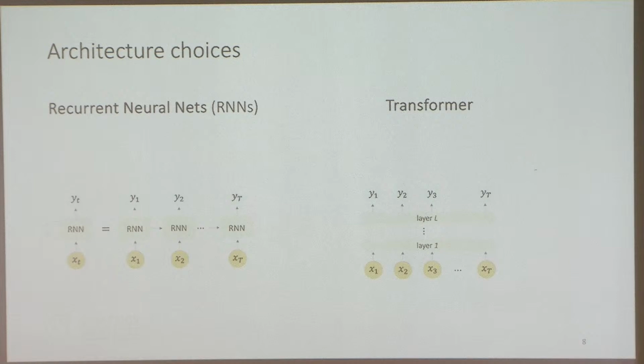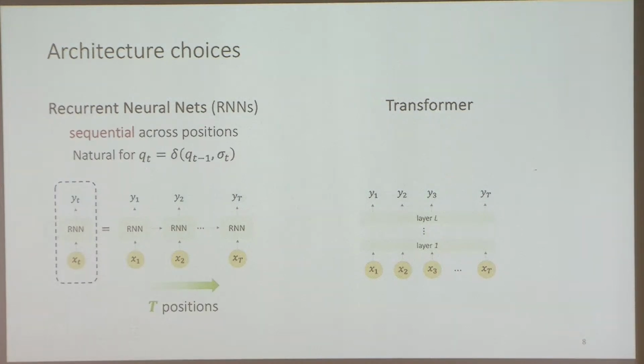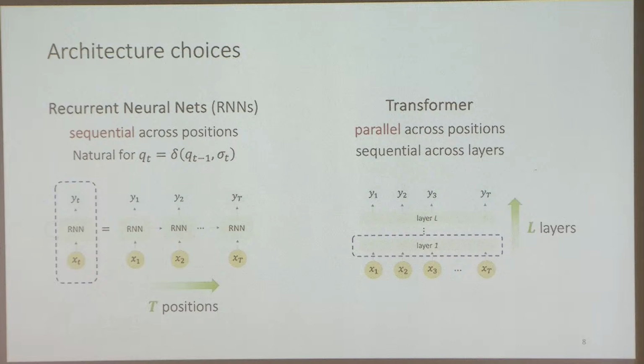Okay, so back to comparing these two. For RNNs, each computation unit is going to be unrolled across time sequentially. We can see that this is quite natural for modeling the transition function, because each unit can be considered as corresponding to the transition function itself. On the other hand, for transformers, each computation unit is now a layer, and this layer is computed in parallel across all positions. The only sequential dependency in a transformer will be across the layers.